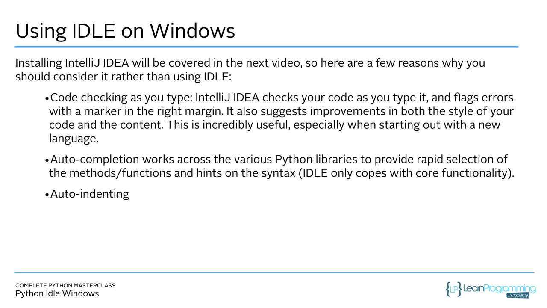Firstly, IntelliJ IDEA has code checking as you type. So IntelliJ checks your code as you type it in and flags errors with a marker in the right margin. And it also suggests improvements in both the style of your code and the content. And this is incredibly useful, especially when starting out with a new language. Now, auto-completion works across the various Python libraries to provide rapid selection of the methods and functions and hints on the syntax, whereas IDLE only copes with core functionality.